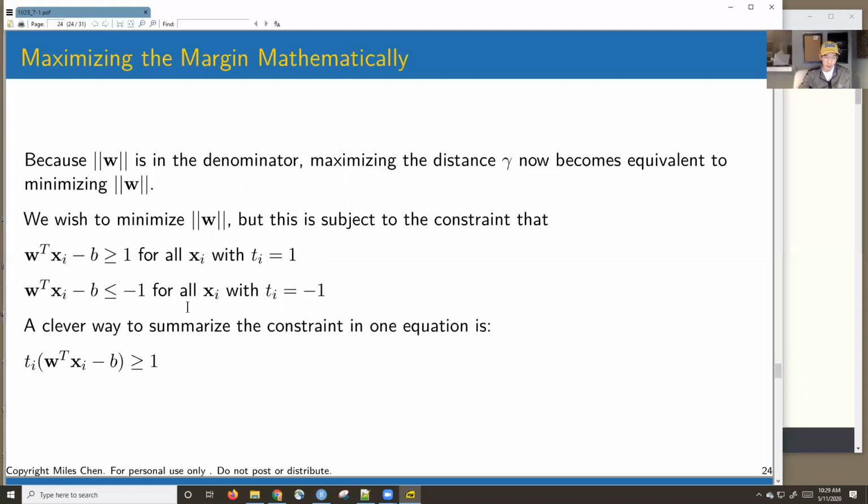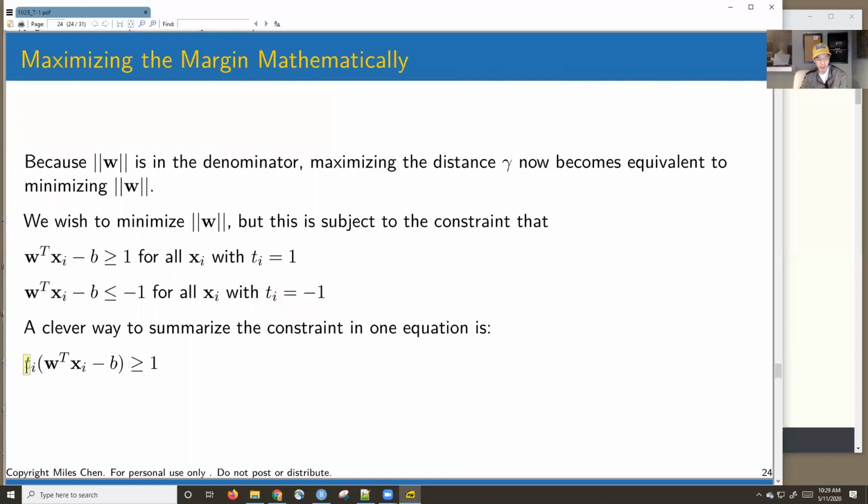And so a clever way to summarize both of these constraints is to take the product with the sign, the label being Ti equal to 1 and Ti equal to -1. We can say that Ti multiplied times W transpose Xi minus B has to be greater than or equal to +1. So it's obviously true for this, and then when you take it with this and multiply this value by -1, that's going to flip the sign and make this positive as well. So this is a clever way to put both constraints into one equation.